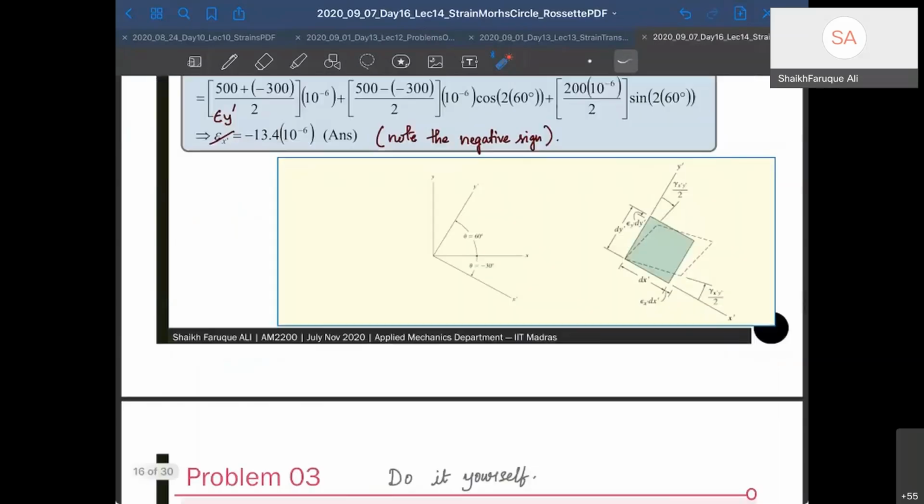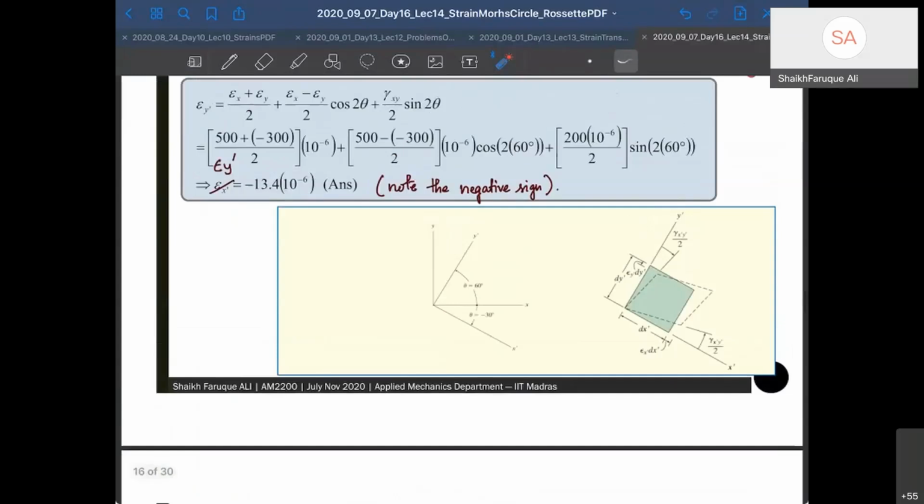Now we have to draw the element. How do you draw the element? So I know epsilon x dash, I know epsilon y dash, and gamma x dash y dash are known.